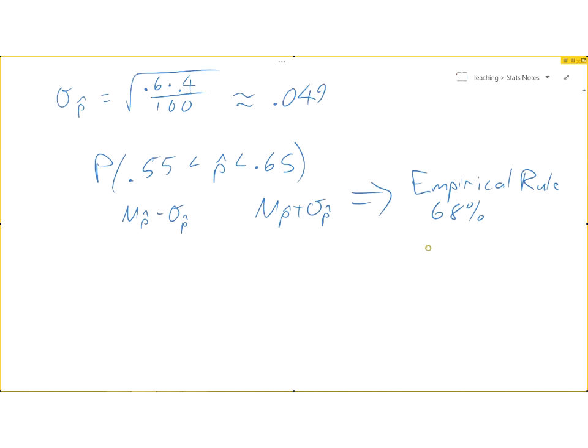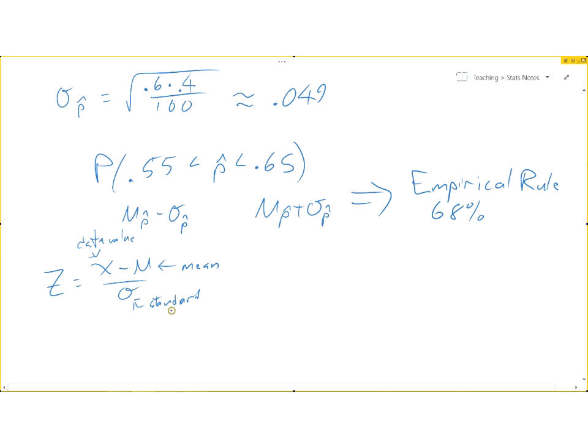The z-score formula in Module 6 was this. It was x minus the mean over the standard deviation. X is just the data value, some data value. Mu is the mean, and sigma is the standard deviation.